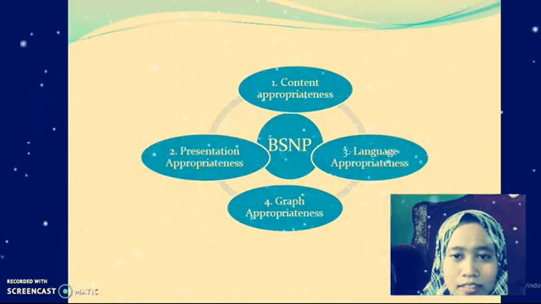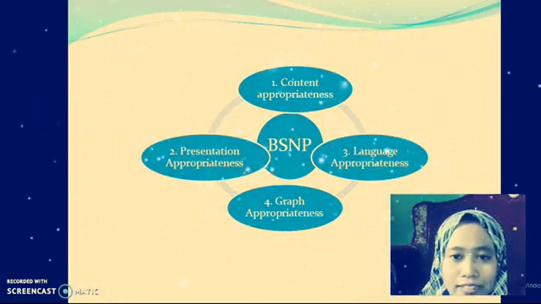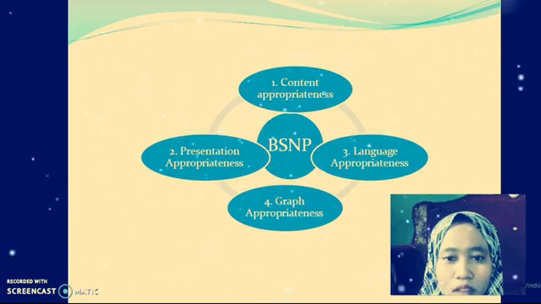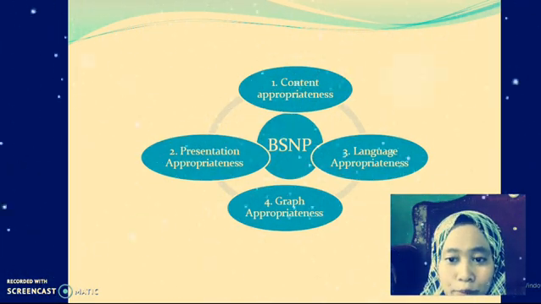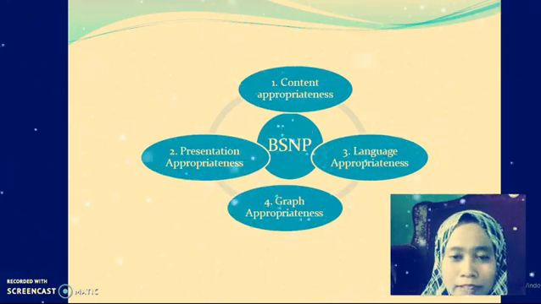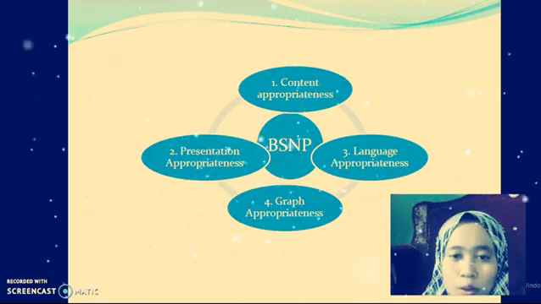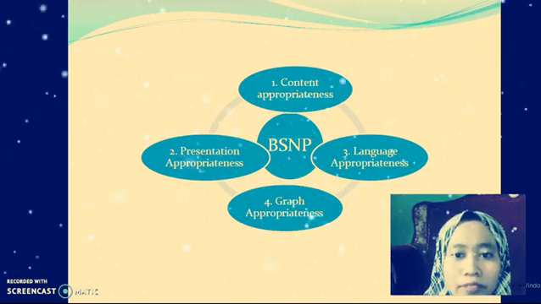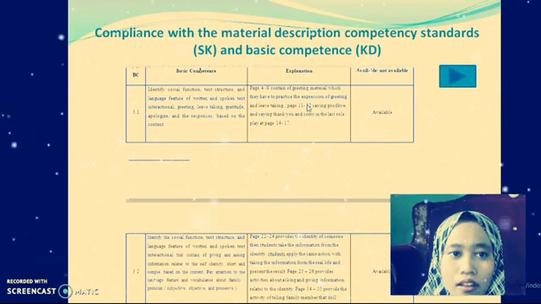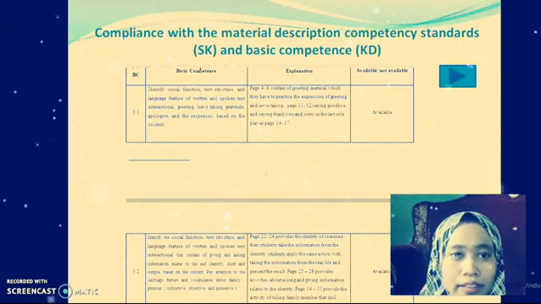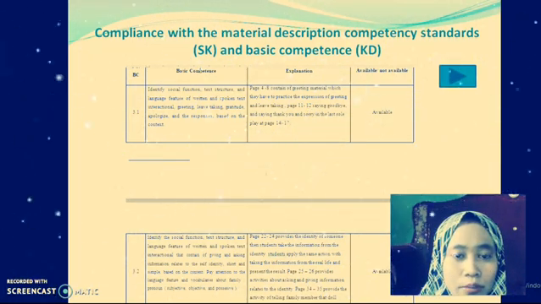There are content appropriateness and also presentation appropriateness, and the third language appropriateness and draft appropriateness. We will discuss one by one. The first is content appropriateness. Content appropriateness is divided into several subcontents.